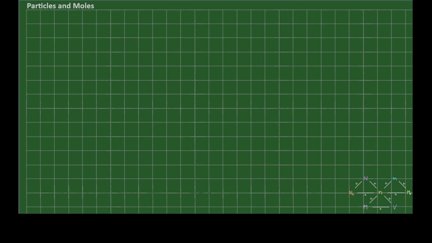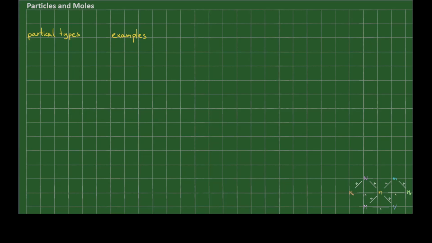Good people, I'm going to talk about particles and moles. Yes, I've talked about these before, but I thought I might revisit them yet again. When we say particle, what do we mean by it? In a way, the word particle is a stand-in word. It could mean many things depending on the context.